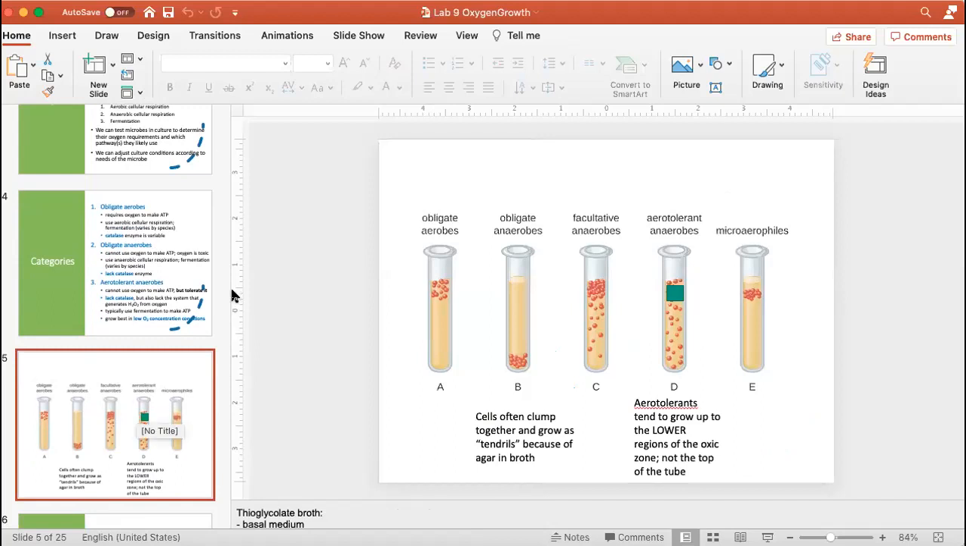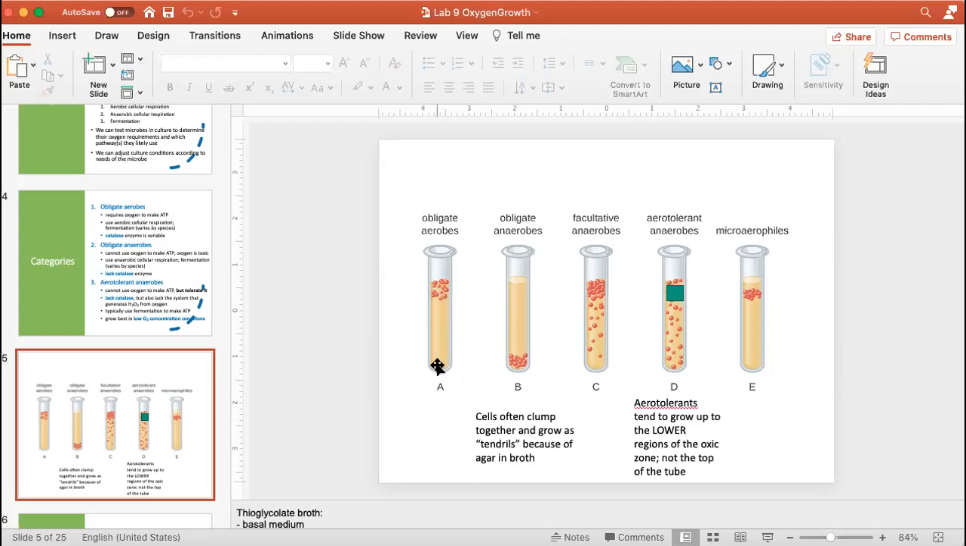Let's take a look at what that looks like in a thioglycolate tube. And that's what you're looking at on this slide. You're looking at 5 test tubes that are filled with this sort of beige colored liquid. This is thioglycolate. And remember, I told you a minute ago that thioglycolate is a medium that we use specifically to determine what kind of oxygen requirements a microbe has. They're going to grow in this tube in different patterns depending on their oxygen requirements.